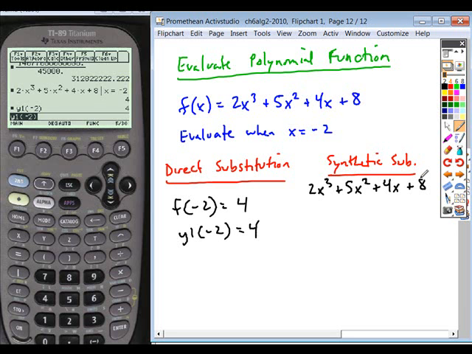Okay, if there happens to be any terms that are missing, so if this went like x to the 5th and then it went straight to x squared, you'd have to leave spaces for x to the 4th and x to the 3rd. And so any powers that are missing, you want to leave a space for them. And then what you're going to do with your synthetic division is you're simply going to write out the coefficients. So my coefficient for the x cubed is 2, then +5, +4, +8.